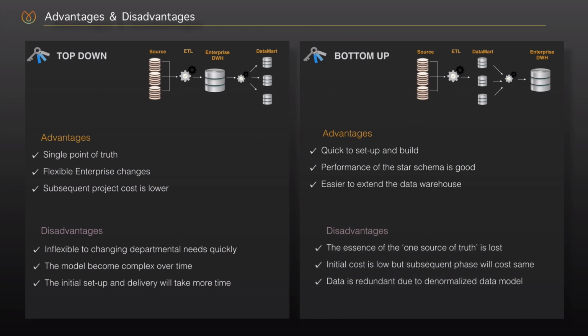And the main disadvantages of the bottom-up design is that the essence of the one source of truth is lost. So data is not fully integrated before serving reporting needs. It cannot handle all enterprise reporting needs because the model is oriented towards the business processes. The initial cost is low, but each subsequent phase will cost the same. And it is also difficult to maintain, because the data is often redundant due to the denormalized data model, and whenever you want to make any change in the system, you need to update this change in multiple areas.